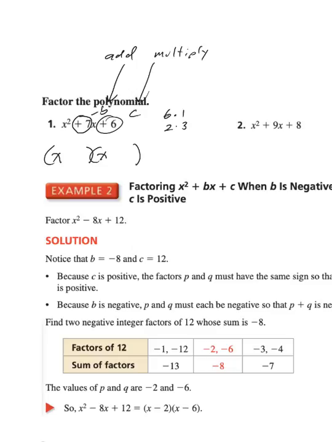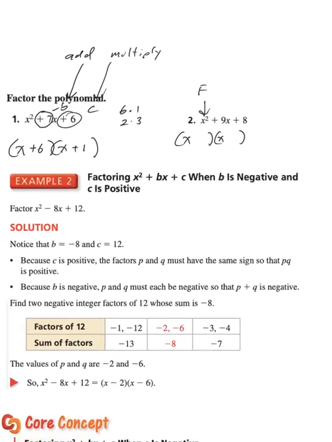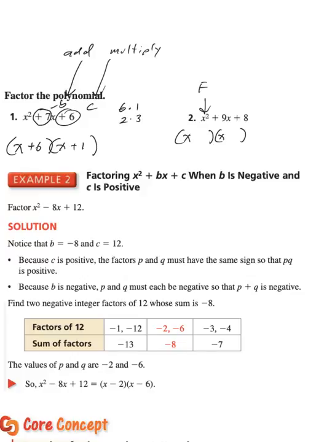Okay, well, I am hopeful that you chose the right numbers here, plus 6 and plus 1. Again, it doesn't matter what order. On the next one, we can just put our x's there because we know that the product of the first terms is going to be the F of FOIL. It's going to be x times x, which is x squared. Now we need to figure out which numbers multiply to 8 and also add up to 9.